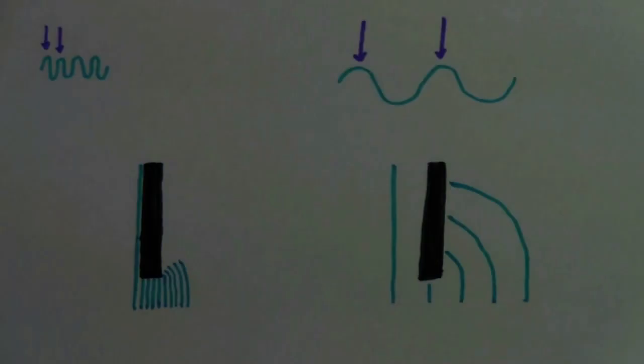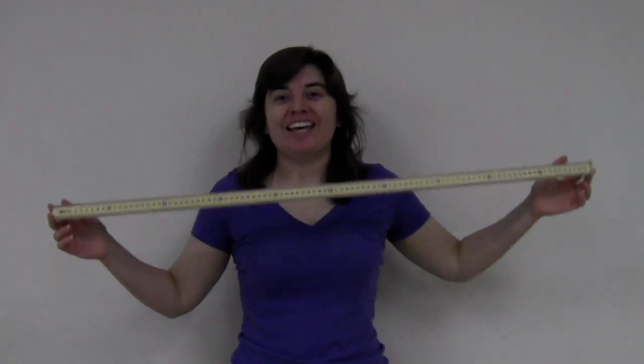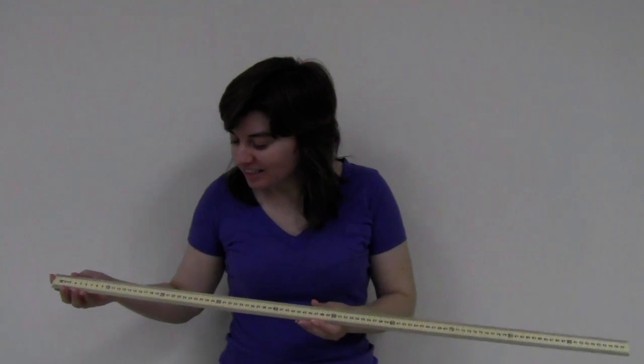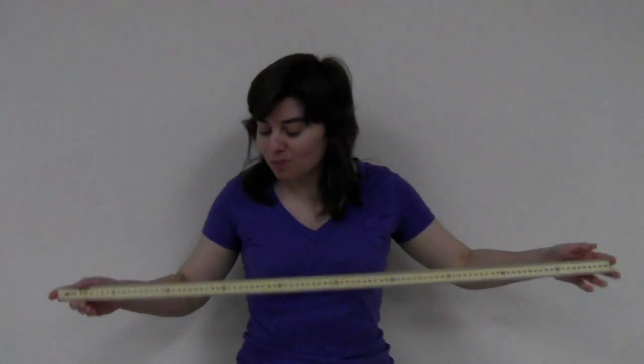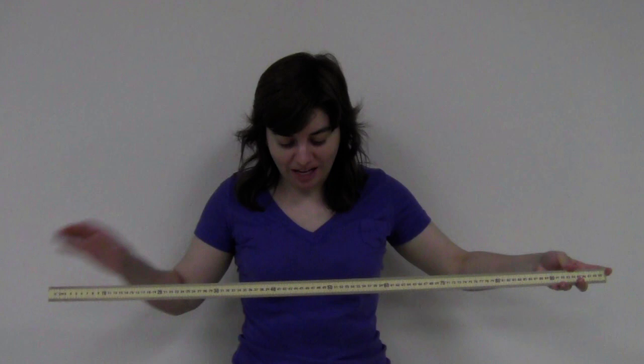So how does this relate to the difference between why we can't see someone around a corner but we can hear them? Well, first, we have to get a feel for the difference between a meter and a nanometer. This is a meter stick. It measures, yes, a meter. Each one of these numbers on the meter stick represents a centimeter, and each one of these teeny tiny lines represents a millimeter.